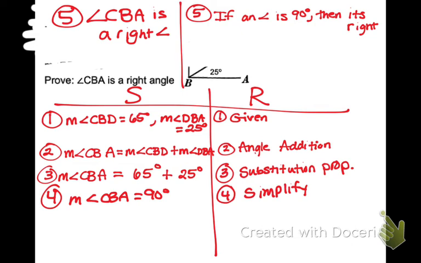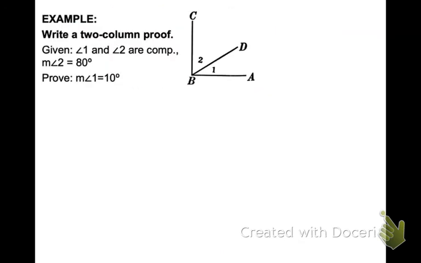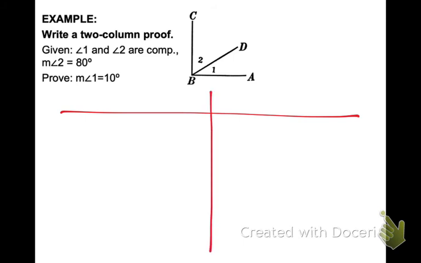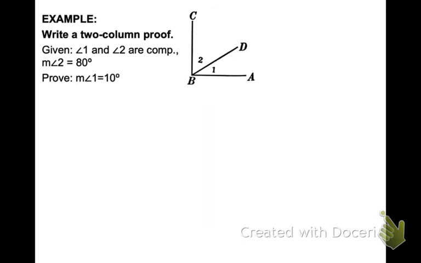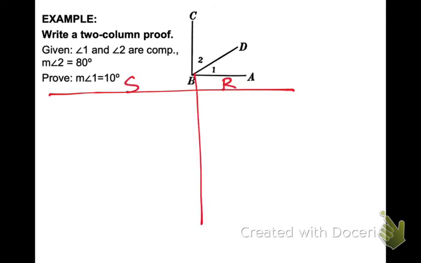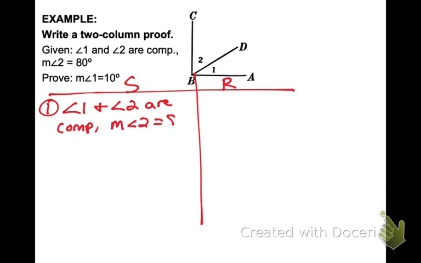Alrighty. That one was a lot less steps than the previous one. All right, make sure we're going with the same one together. All right, we got another right angle, it looks like. So let's go ahead and set up our statements and reasons T-chart. Statements, reasons. Given angle 1 and angle 2 are complementary, and the measure of angle 2 equals 80 degrees, given.